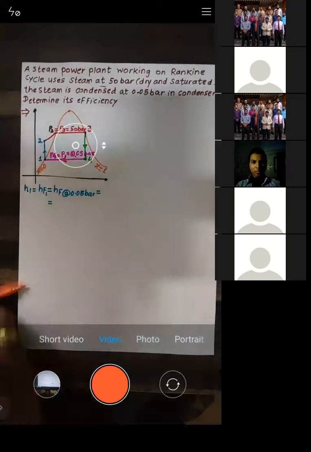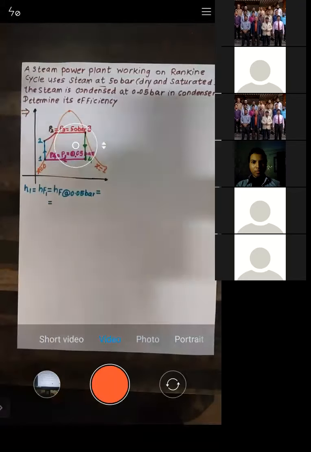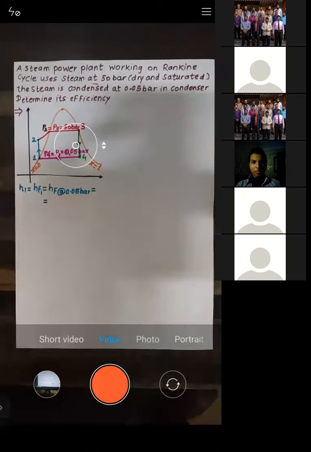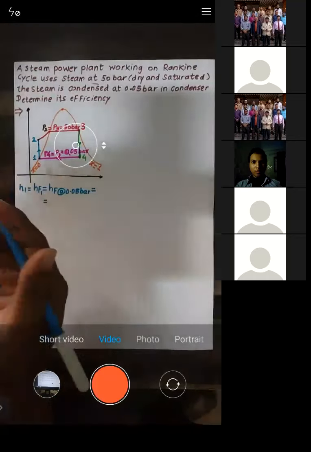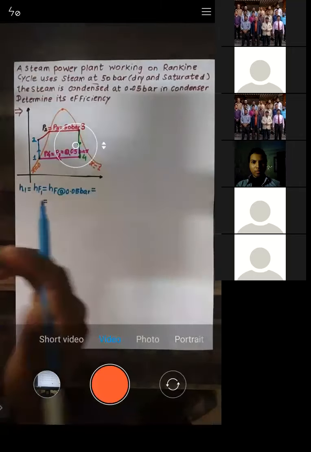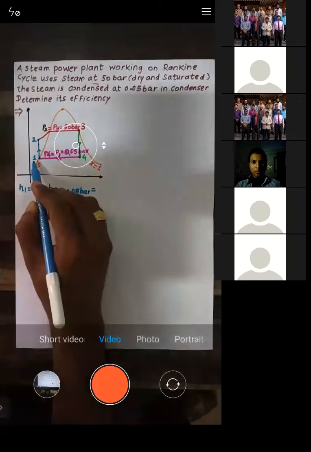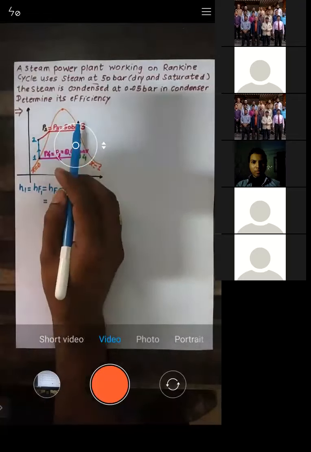Table number 1 and 2 from the steam table we can use when we have a liquid or wet steam or dry steam, because tables number 3, 4, 5 are only for superheated steam. So here there is no equation of superheated steam. At point number 1 it's a liquid, at point number 3 it's a dry steam, at point number 4 it's a wet steam.